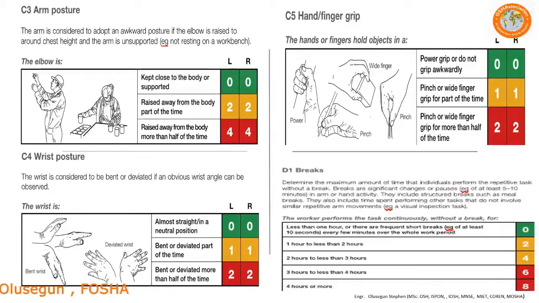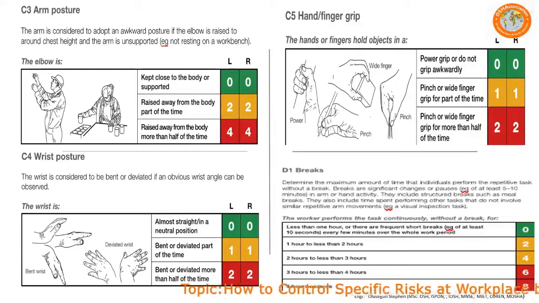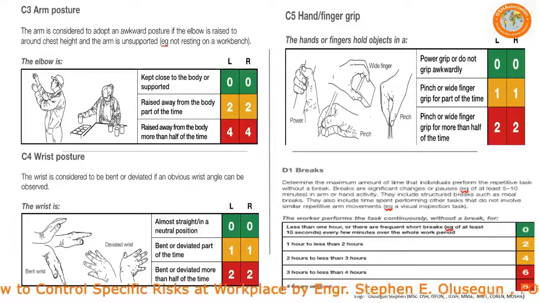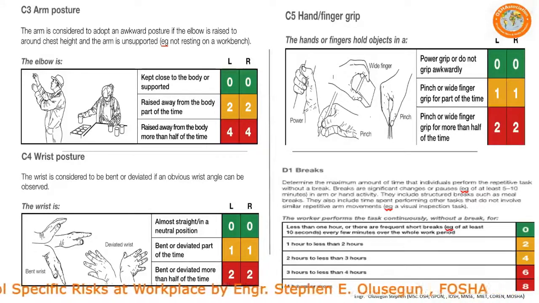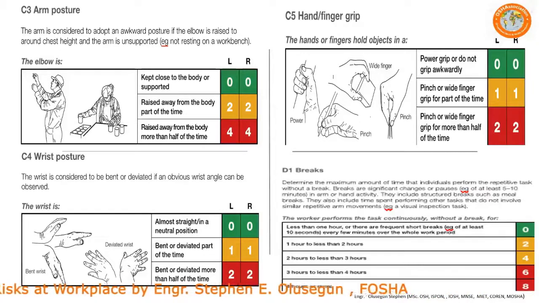The hands or fingers hold the object. Look at it. How do you hold the object? Power grip, or do not grip awkwardly. Okay, that is good. Pinch or wide finger grip part of the time. You are gripping, you have to hold it tight. It is already going to the amber color. And pinch grip with fingers for more than half of the time.